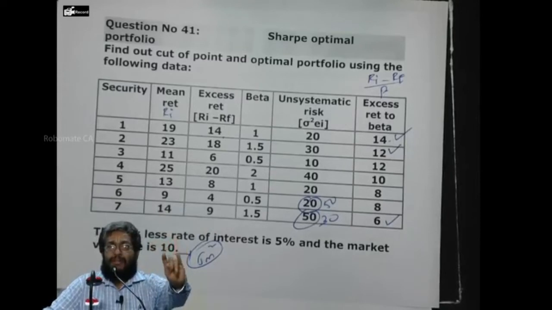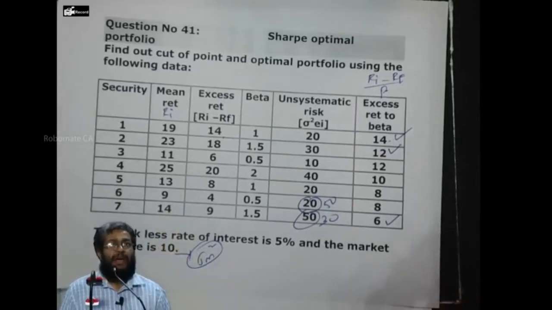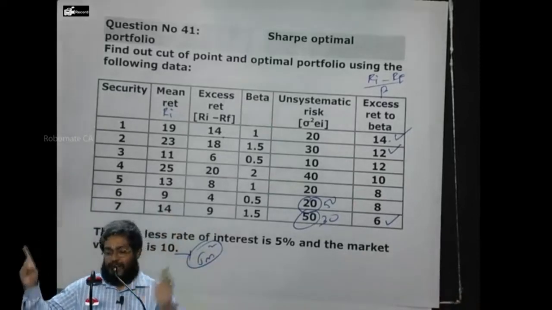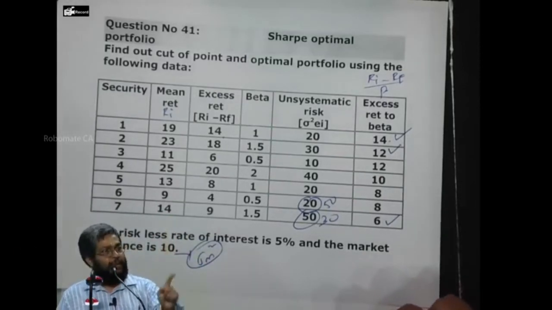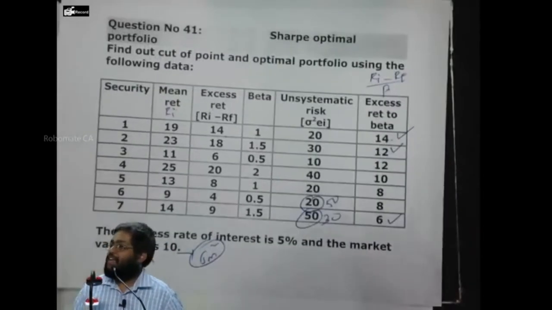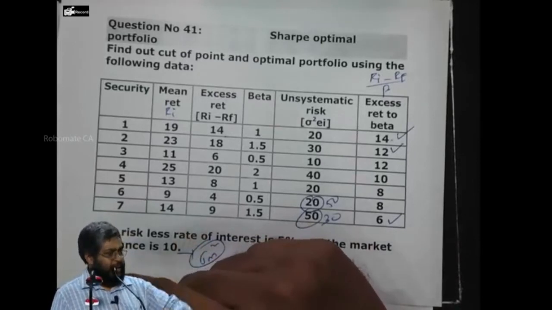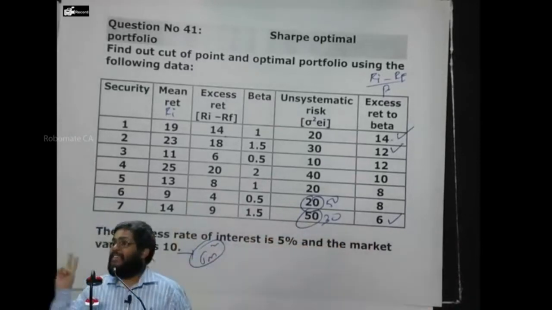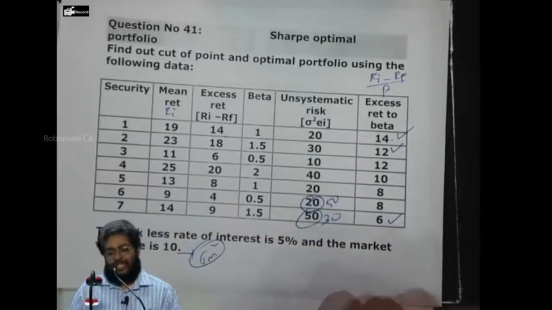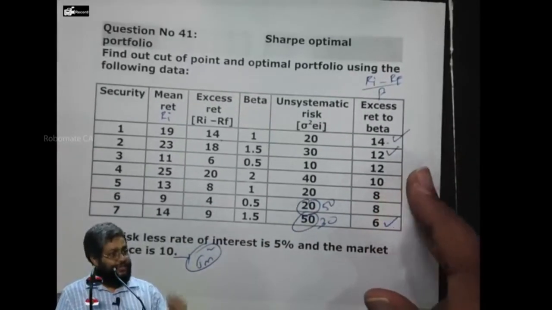What are the 5 steps? Reward to volatility ratio. Tell me the ratio: RI minus RF divided by beta. That's step number 1. Do we need to do it? No need, the question has given it to you straight away. Second step is what? Arrange the securities in descending order. The question has done that too. Arrange them in what order? Descending order.